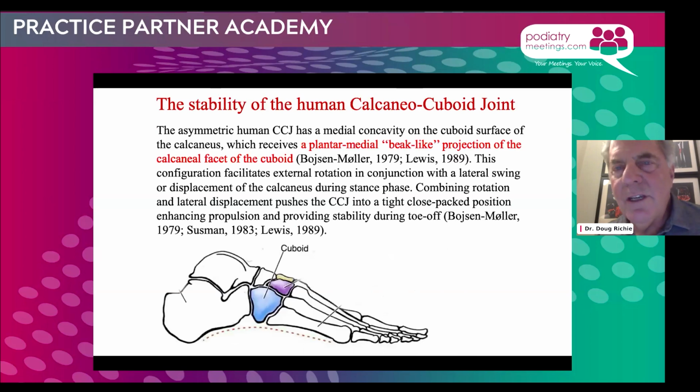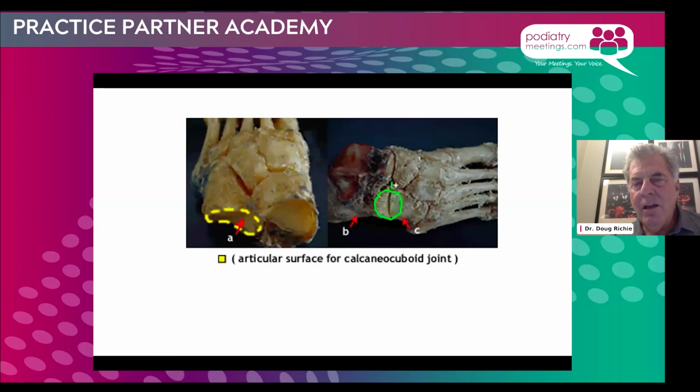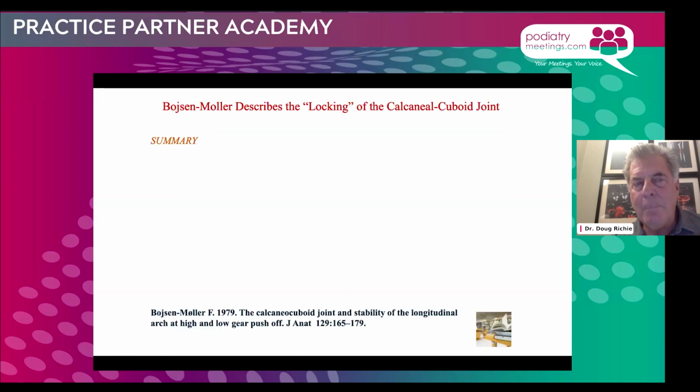So the stability of the human calcaneocuboid joint is partly built upon a plantar medial bone projection on the calcaneal facet of the cuboid, identified by both Bogen-Moller and by Lewis. This is an osseous locking due to a prominence of the cuboid in the human foot not seen in the non-human primate foot. The shape of the human calcaneocuboid joint is a saddle-shaped joint which has the ability to undergo a locking mechanism within itself, as Bogen-Moller described.